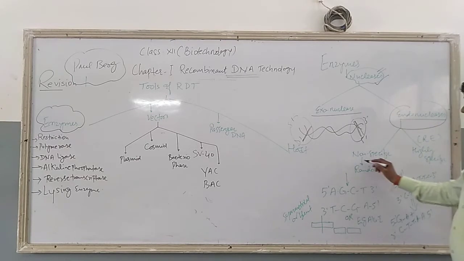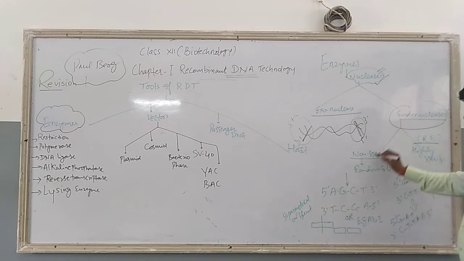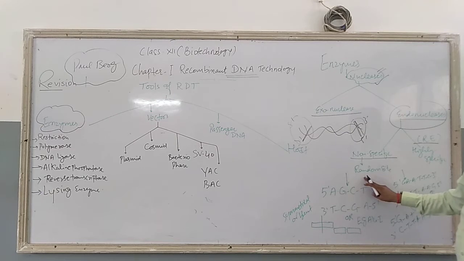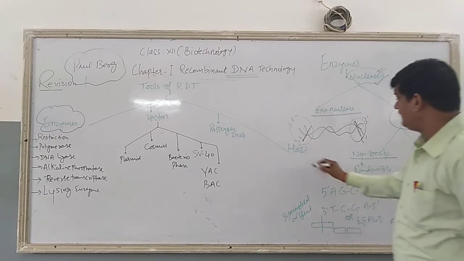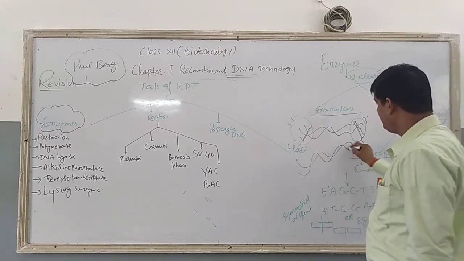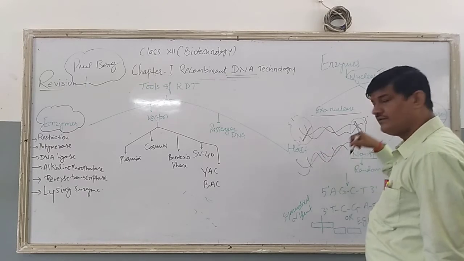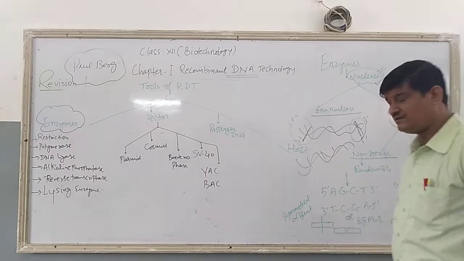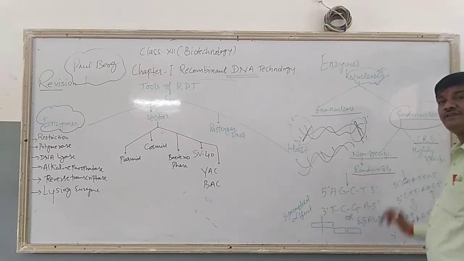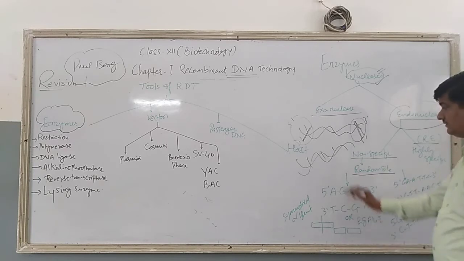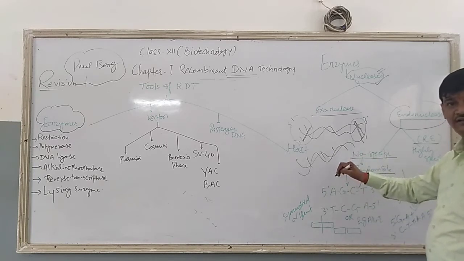And endonucleases. Endonucleases are of two types. One is non-specific nucleases and the second one is highly specific. This non-specific type of endonuclease makes a cut at random. It means this is the DNA strand, it may cut from anywhere. Therefore, it is called a random site. There is no fixed place to cut the DNA.